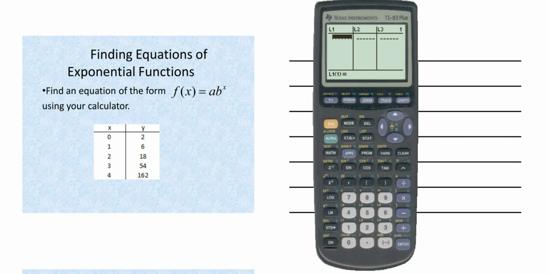Okay, so on our x-axis we're going to start with 0. So on your calculator, let's enter 0, and then we're hitting enter each time. 1, enter, 2, enter, etc. 3, 4, and now go to the right on your calculator arrow keypad. That'll give you L2. We want to put 2, 6, 18, 54, and 162.